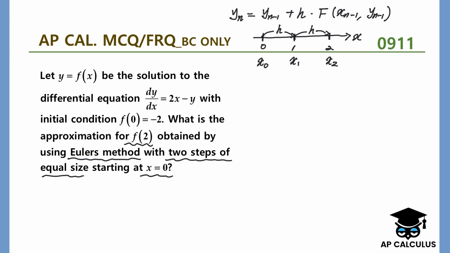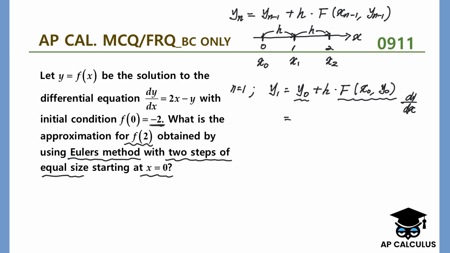Now we have to find y1 first. So we're going to let n equal 1. Then the formula is y1 equals y0 plus step size h times the slope f at the point x0 comma y0. Remember that's the slope dy over dx at x0 comma y0. Here y0 is equal to negative 2, right? When x is equal to 0, y is equal to negative 2.